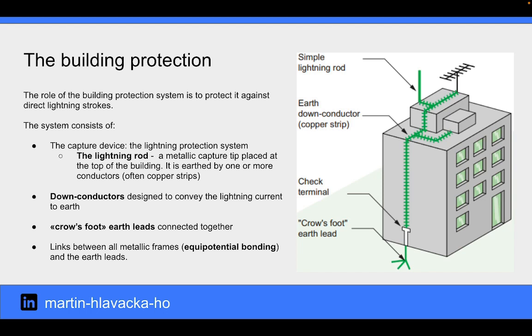Implementing a building protection system helps protect the building from direct lightning strikes. The system consists of the capture device, usually a lightning rod, down conductors designed to conduct the lightning current to the earth, crow's foot earth cables connected, and an equipotential bond and the earth cables.